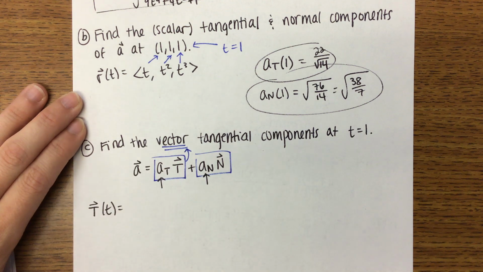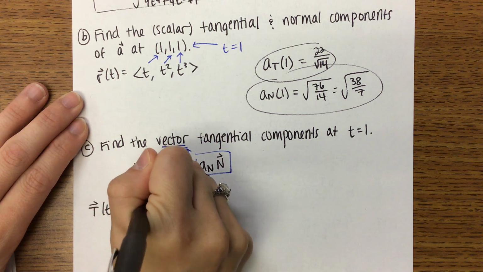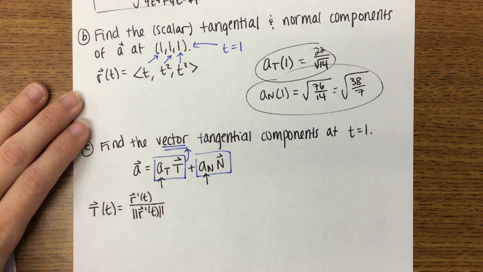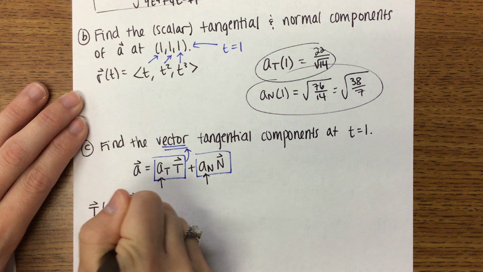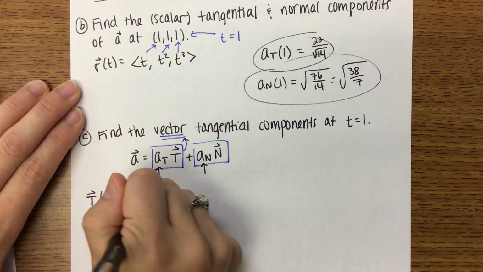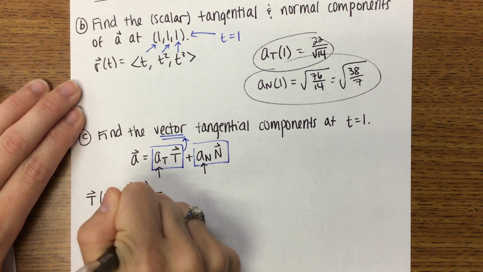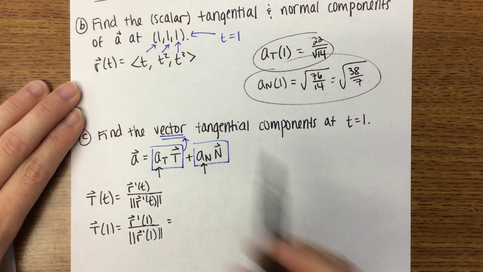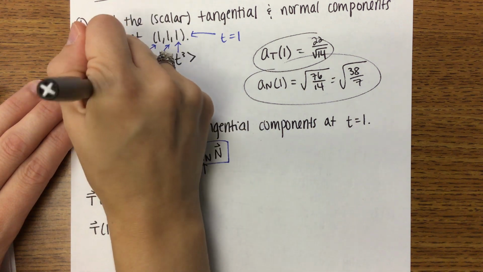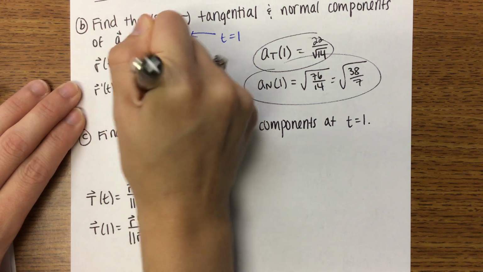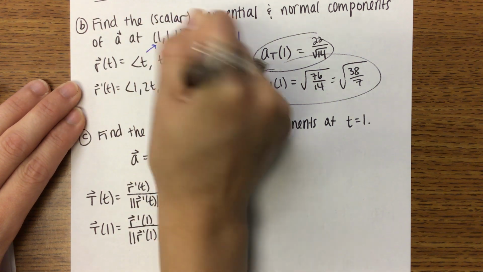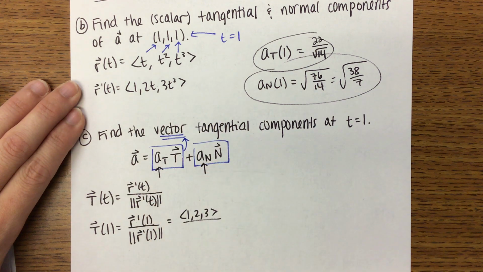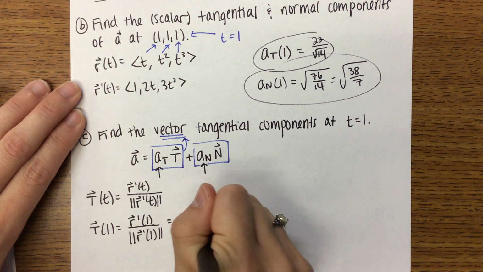So the unit tangent vector is r prime of t divided by the norm of r prime of t. Specifically though, we want the unit tangent vector at 1. So that's going to be r prime of 1 divided by the norm of r prime of 1. Here's r, so our r prime then was 1, 2t, 3t squared. So if I plug 1 in, I get 1, 2, 3. If I find the norm of that vector, I get the square root of 14.